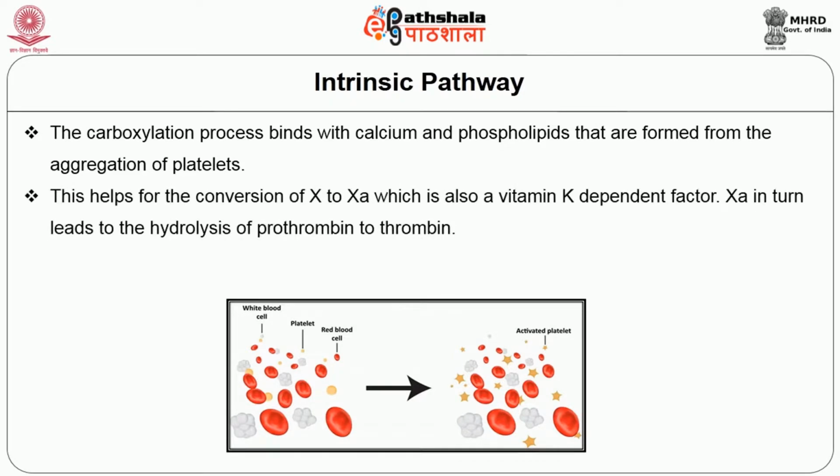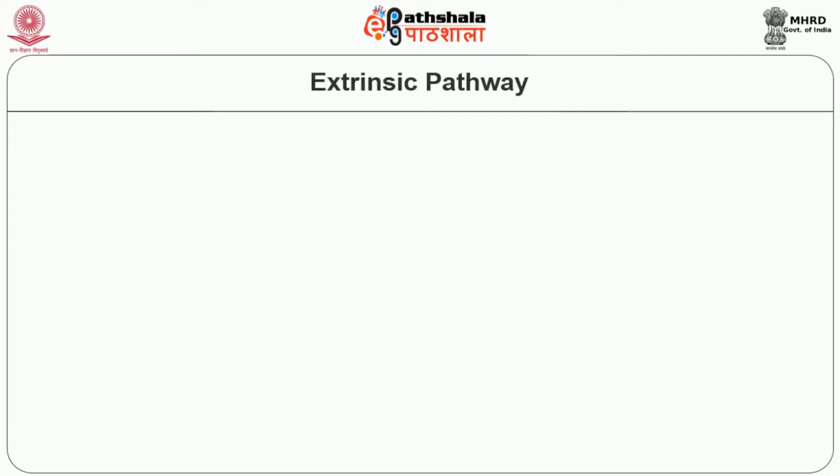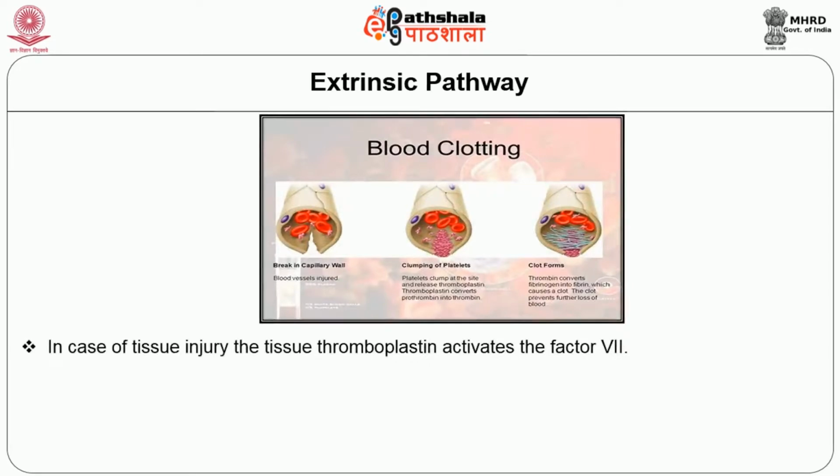This helps in the conversion of 10 to 10A, which is also a vitamin K dependent factor. 10A in turn leads to the hydrolysis of prothrombin, or factor 2, to thrombin, the factor 2A. This completes the conversion of fibrinogen to fibrin, resulting in the formation of a clot. Next, we will see the extrinsic pathway.